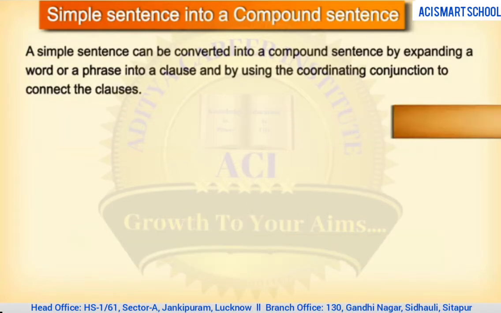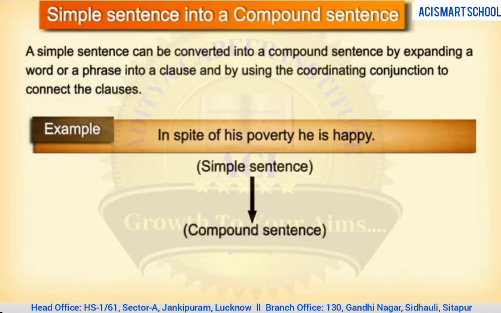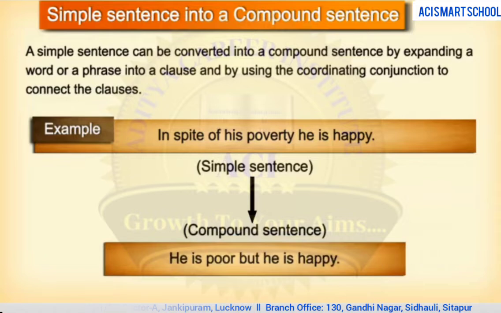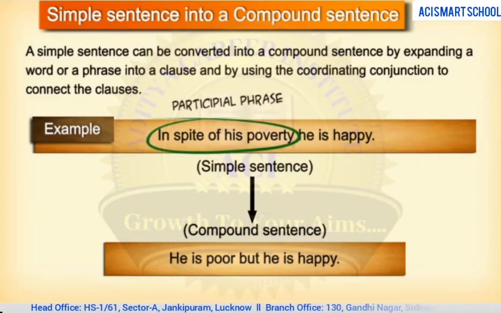Let us see some more examples. In spite of his poverty, he is happy. This is a simple sentence. Its corresponding compound sentence will be, he is poor, but he is happy. Here we changed the participial phrase, in spite of his poverty, into the clause, he is poor, and connected it to the original clause with the coordinating conjunction, but.